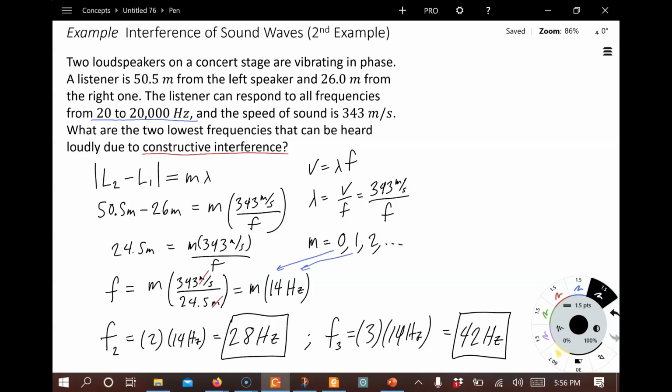As an interesting aside, anything less than 20 we call infrasonic, and anything above 20,000 is ultrasonic, outside the range of human hearing. Of course, this number is just an average, right? For younger people, some people can hear above 20,000 hertz. As you get older, that number goes down and down and down as your hearing gets reduced to lower frequencies.